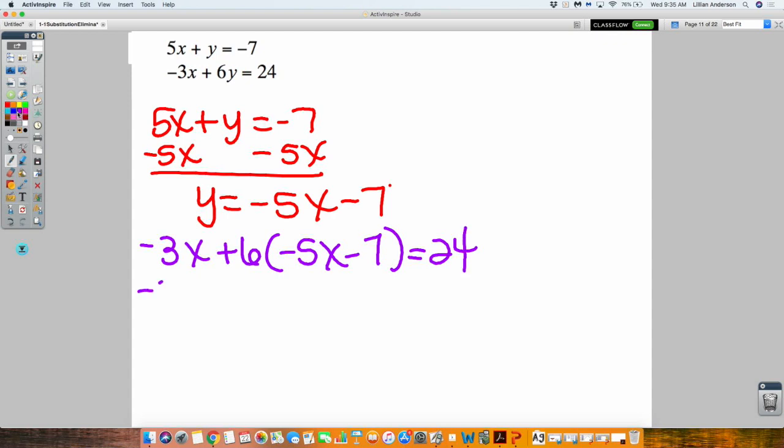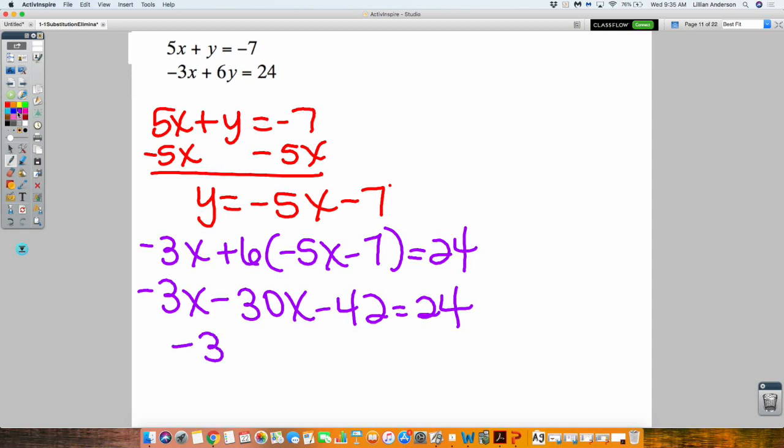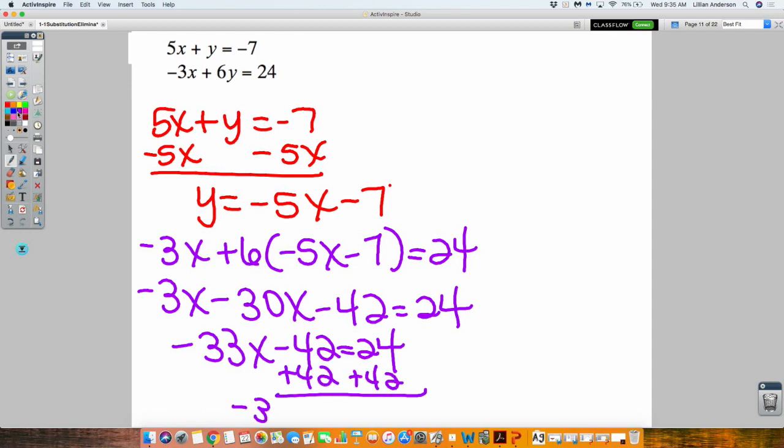Negative 3x minus 42 minus 30x equals 24. Okay. Keep going. And then I combined the x's, so I had negative 33x and then minus 42 equals 24. Mm-hmm. I added the 42 to the 24. Mm-hmm. And then I ended up with x was negative 2.